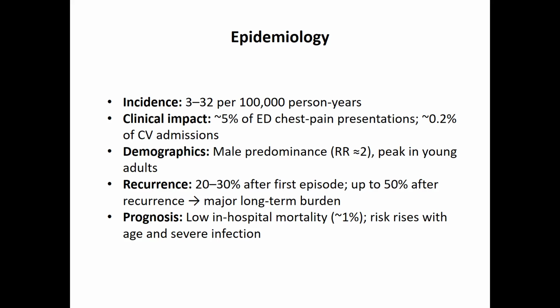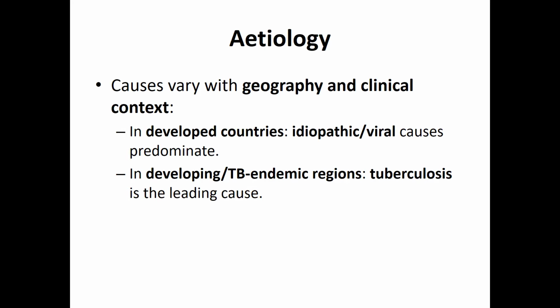The prognosis is usually low. In-hospital mortality is around 1%, and it rises with age in the elderly and in patients who have severe infection. The etiology can generally vary with geography and clinical context. In developed countries, the most common cause is idiopathic or viral causes. It predominates. In developing countries, and especially in Sudan, TB is quite common. So tuberculosis is the leading cause, or at least one of the very important causes to consider.